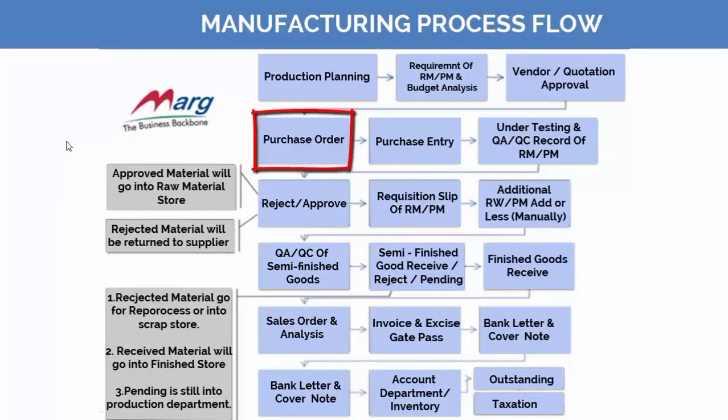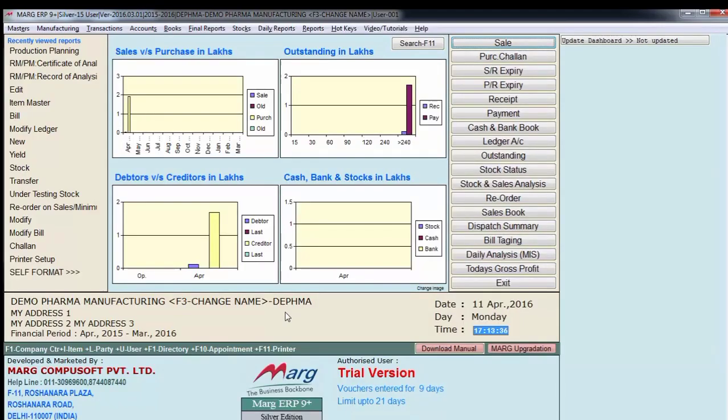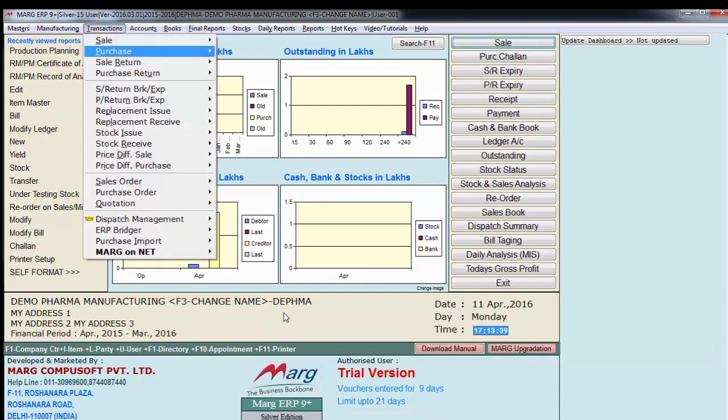So now our purchase order is prepared. Now after creating the purchase order, the physical stock will be received. So now let's see how to convert purchase order into purchase bill. For that we will go on transaction, purchase, and enter on bill.